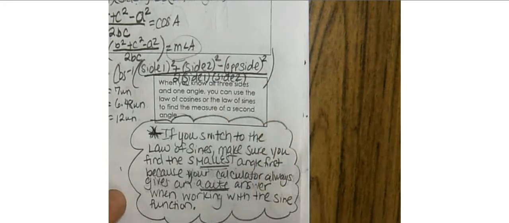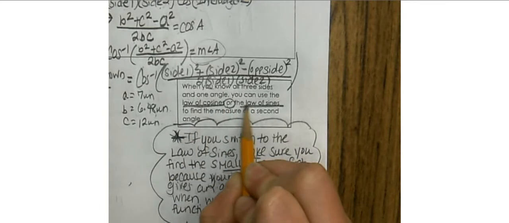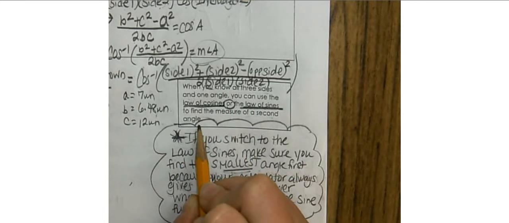It's your choice. I have this little box and then a little aside, so if you want to pause the video to write this down, that might be a good thing for you to write down. It says, when you know all three sides and one angle, which is where we're at right now, you can use the law of cosines or you can use the law of sines to find the measure of the second angle. It's your choice. You can use either one.